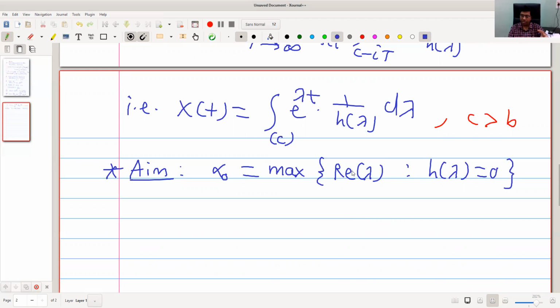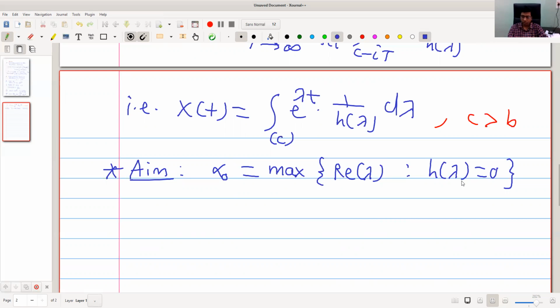Further, we have proved that there is a certain value such that no root will lie on the right hand side of that vertical line. This we have already seen. So such alpha 0 exists.